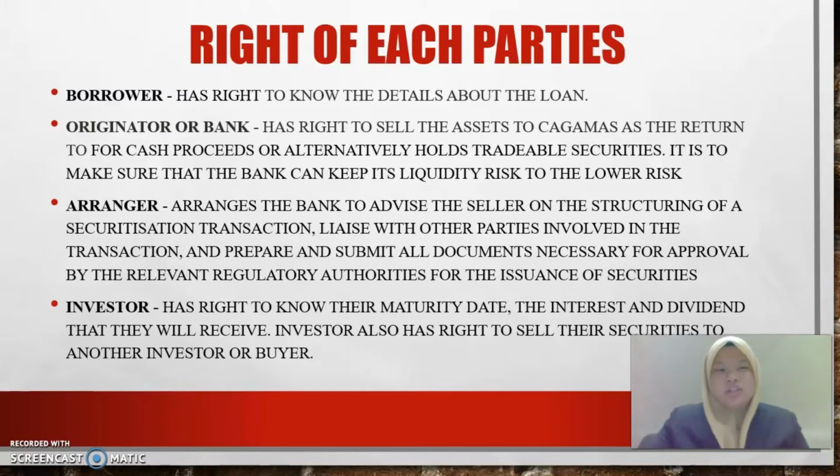And the arrangers have the right to arrange the banks to advise the seller on the structuring of a securitization transaction, liaise with other parties involved in the transaction, and prepare all documents necessary for approval by relevant regulatory authorities for the issuance of securities. And then the investor has the right to know their maturity date and the interest and dividend that they will receive. The investor also has the right to sell their securities to another investor or buyer.